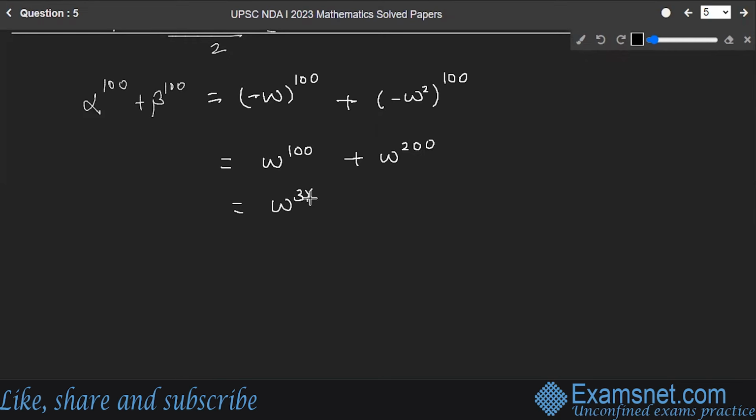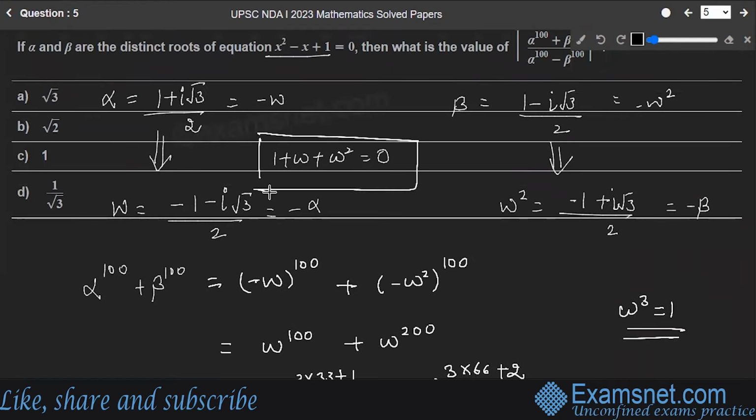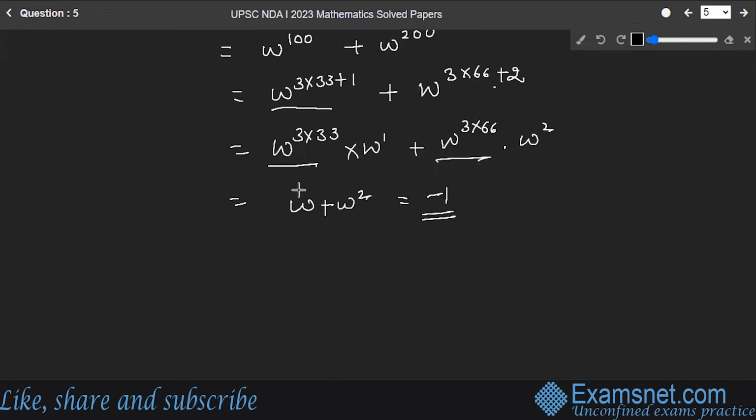This can be written as 3 into 33 plus 1 plus 3 into 66 plus 2. So this thing will be omega 3 into 33 multiplied by omega raised to power 1, plus omega 3 multiplied 66 omega square. This is equal to 1, this is equal to 1. Omega cube is equal to 1. So this will be omega plus omega square, which is nothing but minus 1. This thing, 1 plus omega plus omega square is equal to 0. Omega plus omega square will be equal to minus 1.